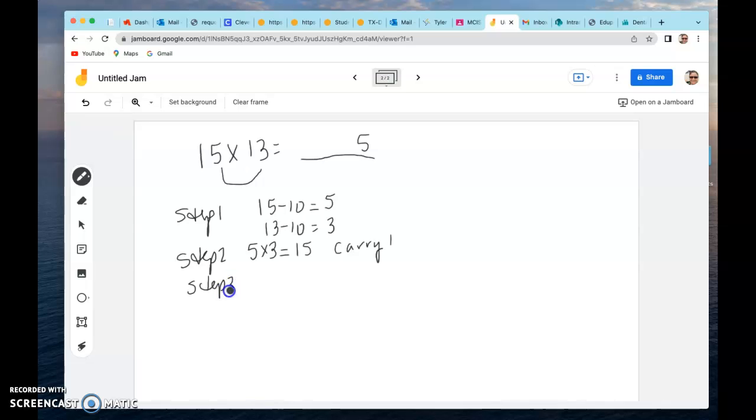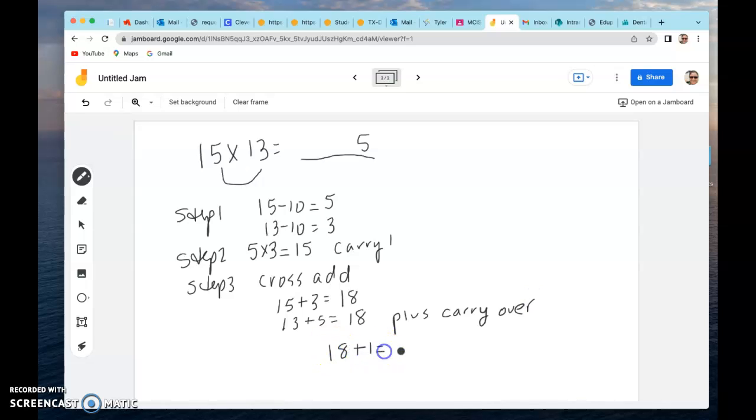Step 3. Cross add. Which would be 15 plus 3, 18, or 13 plus 5, 18, plus the carry over. So 18 plus 1, 19.